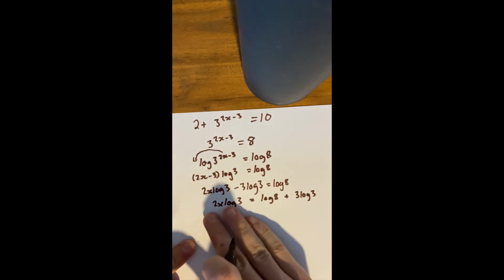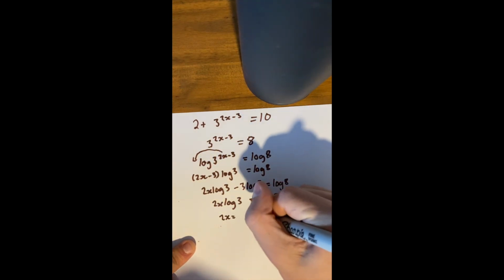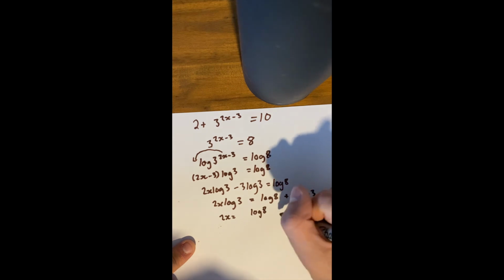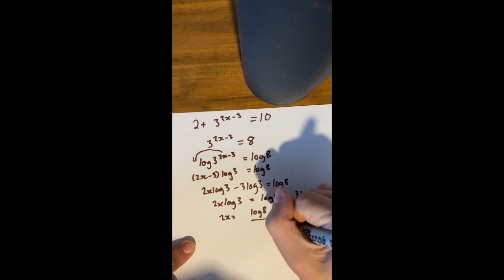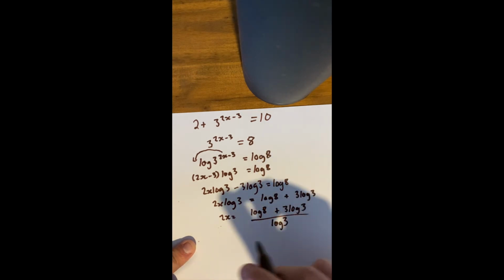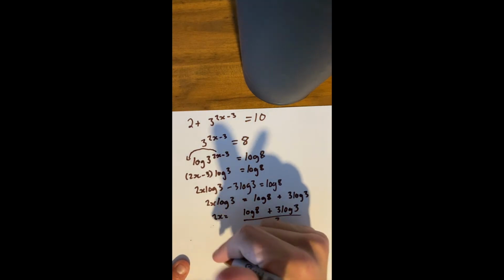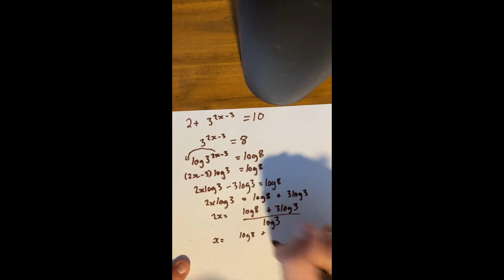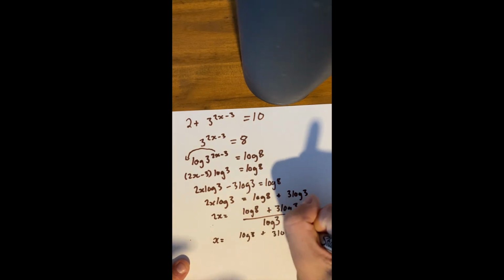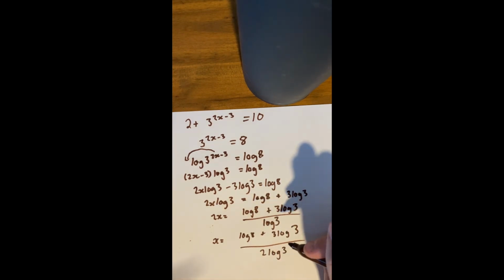And we'll divide both sides by log 3. We get 2x equals log 8 plus 3 log 3, all on log 3. And now to isolate the x, get it on its own, we need to divide both sides by 2. So therefore x equals log 8 plus 3 log 3, all on 2 log 3. And that's your final answer.